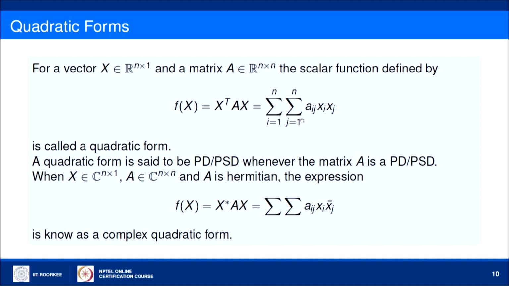In the similar manner, we can define the complex quadratic form. Let x be a complex vector having n components, and A an n by n matrix having complex entries, and A is Hermitian. Then the expression f(x) equals x star Ax, which comes out to be the sum of Aij xi conjugate xj, is called a complex quadratic form.